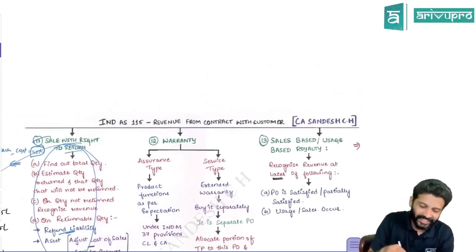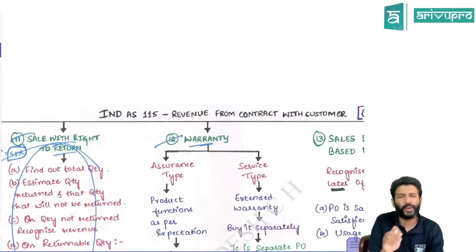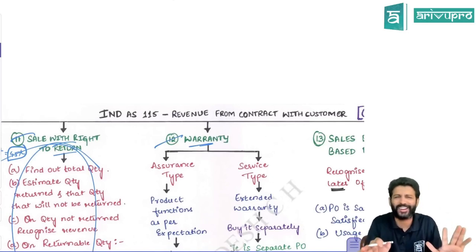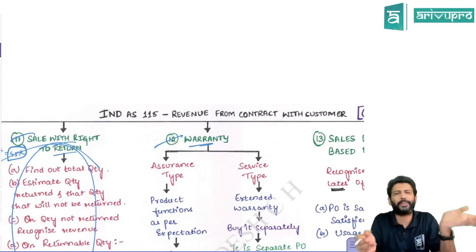Okay. All right. The next is like this in revenue recognition. Many people freak out on this particular topic, IND AS 115. Actually, it is not that difficult. Hardly 2-3 questions, maybe a little bit of bouncer here and there.